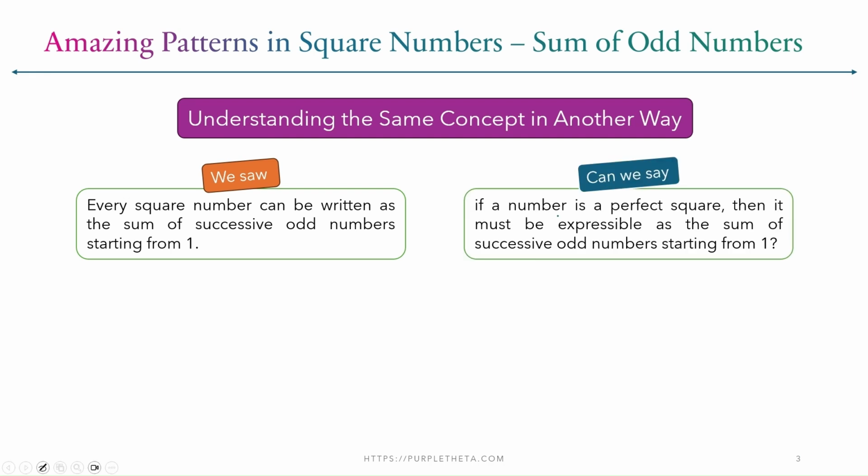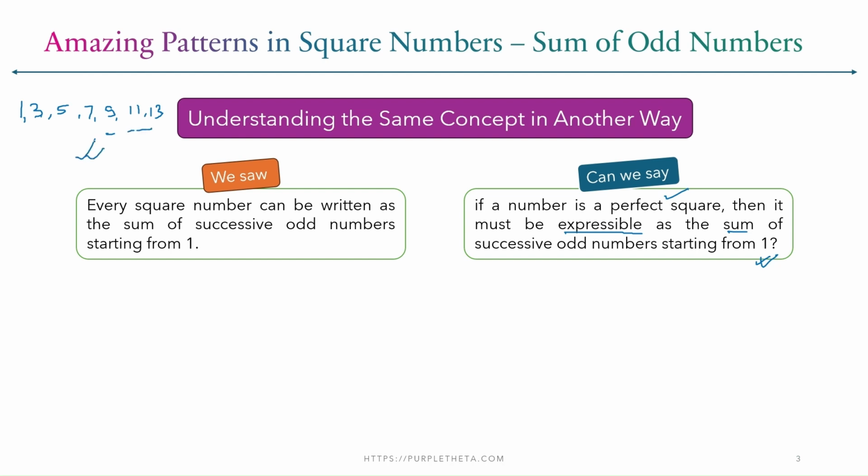So can we say that if a number is a perfect square, then it must be expressible as the sum of successive odd numbers starting from 1, right? Yes, let us test this idea with some examples. I will write a few odd numbers here, say for example 1, 3, 5, 7, 9, 11, 13, and so on.